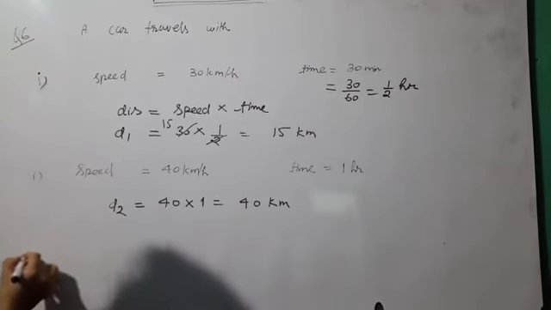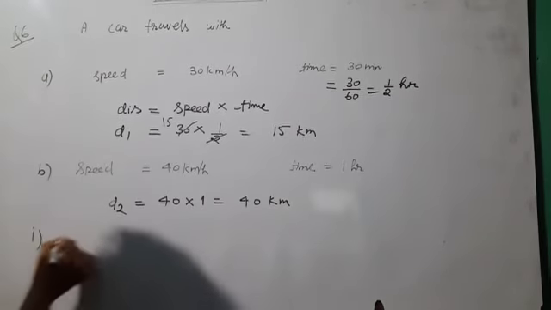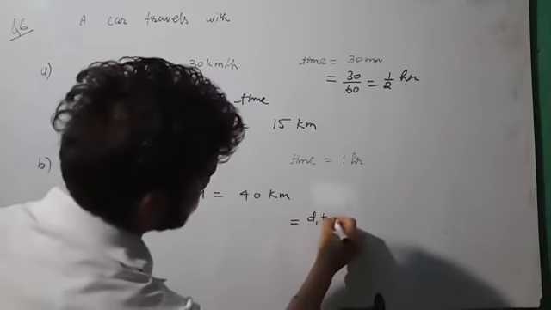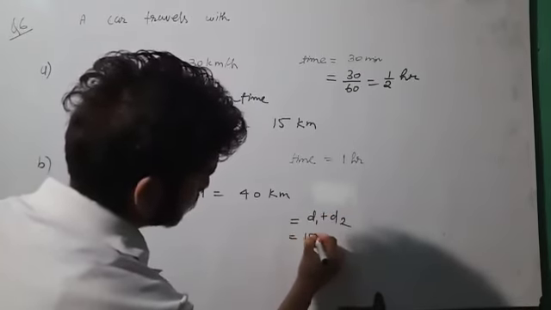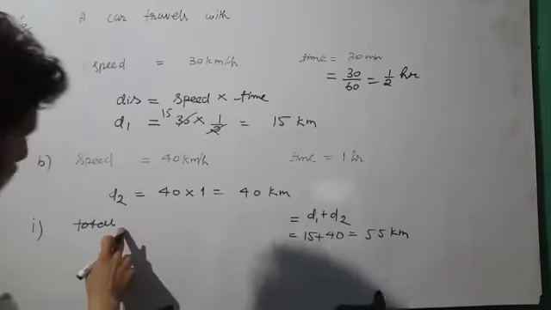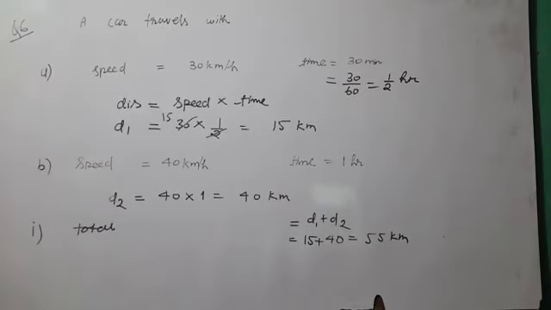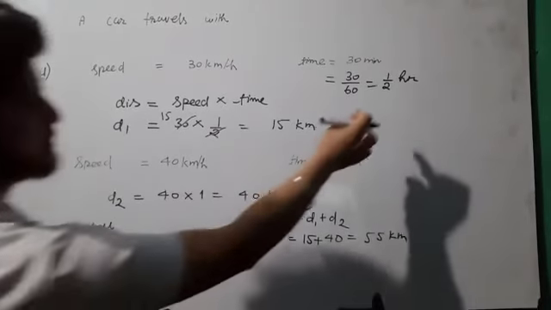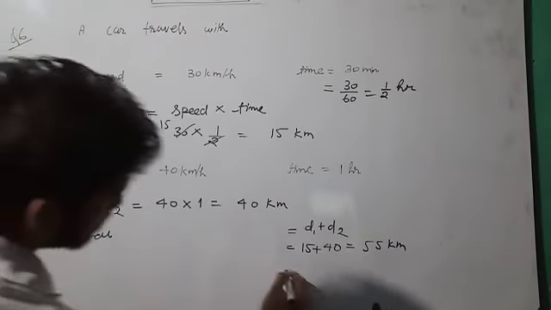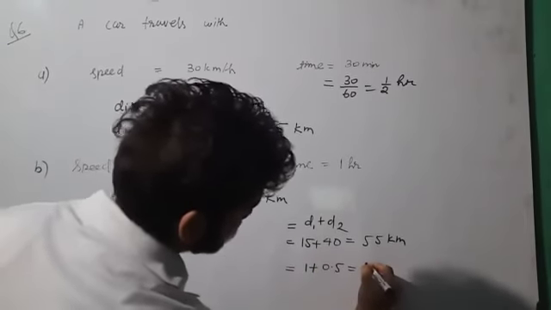Now the question, part A: the total distance traveled by the car. Total distance traveled by the car equals d1 plus d2. d1 is 15 plus 40 equals 55 km. You have to write down: total distance covered by the car. Next, second part, total time of travel. Total time of travel is half hour plus 1 hour, so 1 plus 0.5, or 1 plus 1 by 2, that is 1.5 hours.